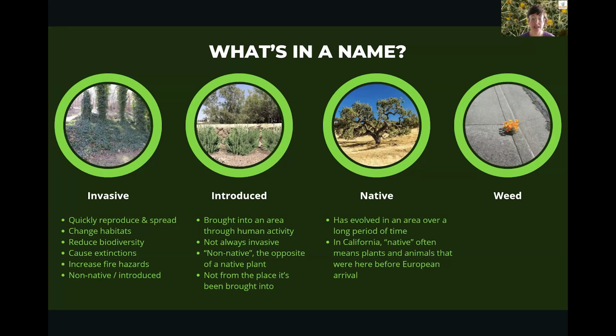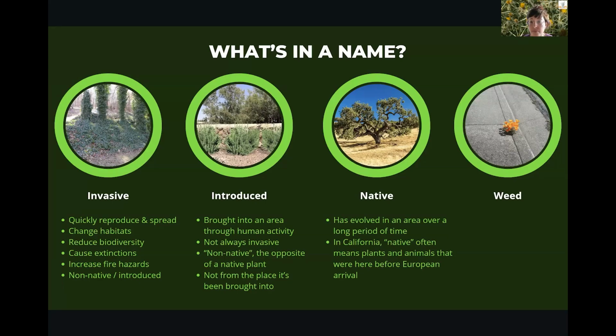And in California, native usually means plants and animals that were here before European arrival, say like the 1500s to 1700s. And I should really amend that to say in North America, native usually means plants and animals that were here before European arrival. And it means different things in different places. There might be a different definition of native in, say, Europe, where they've had a very different history of people traveling around.